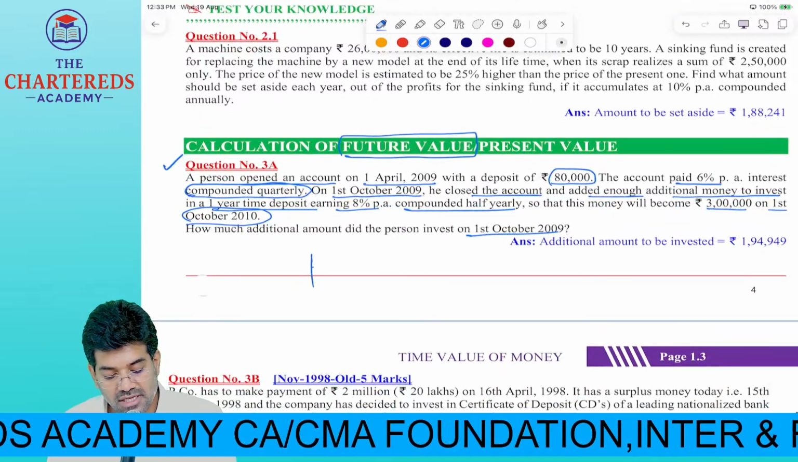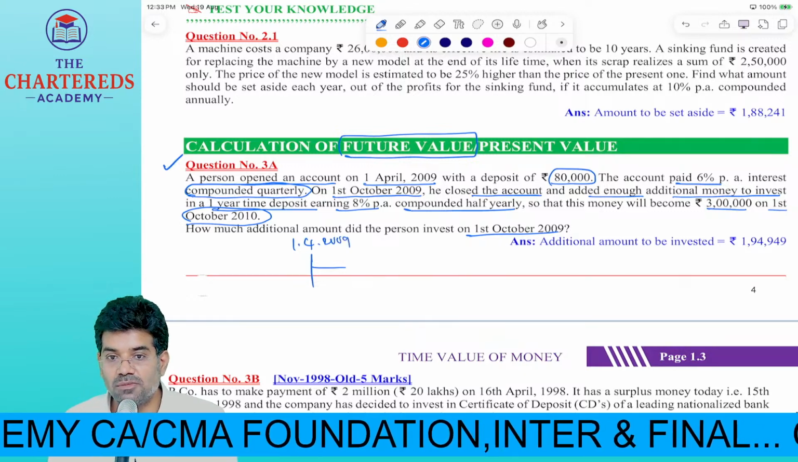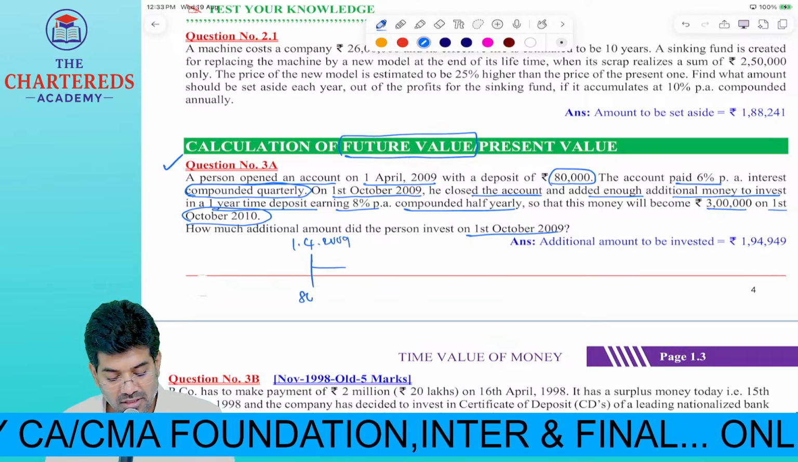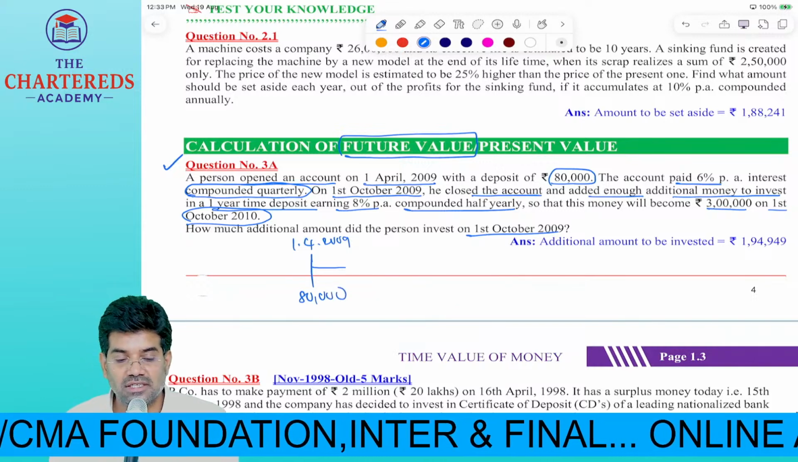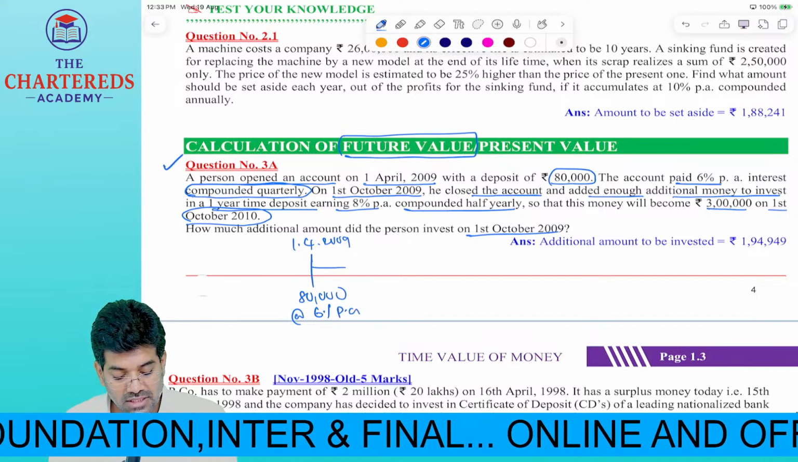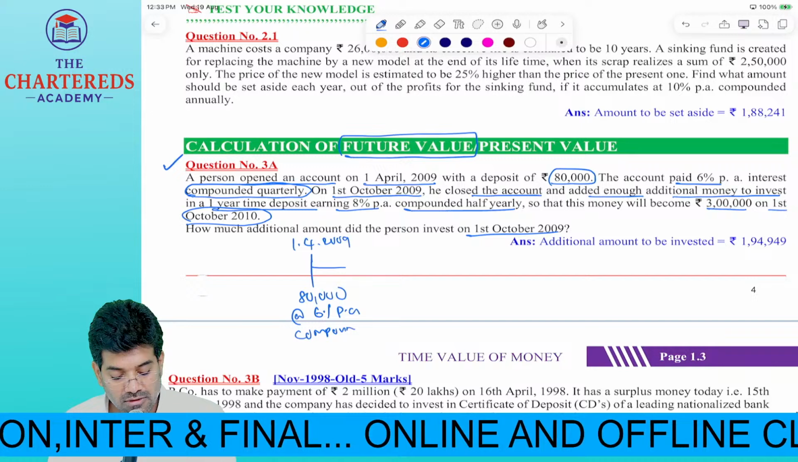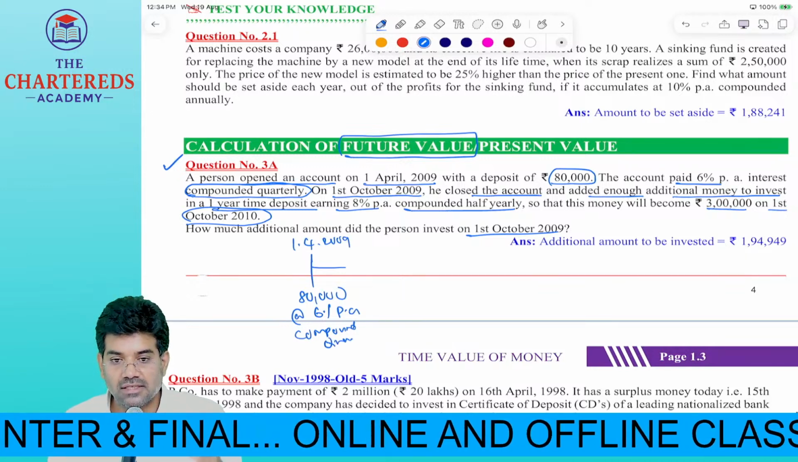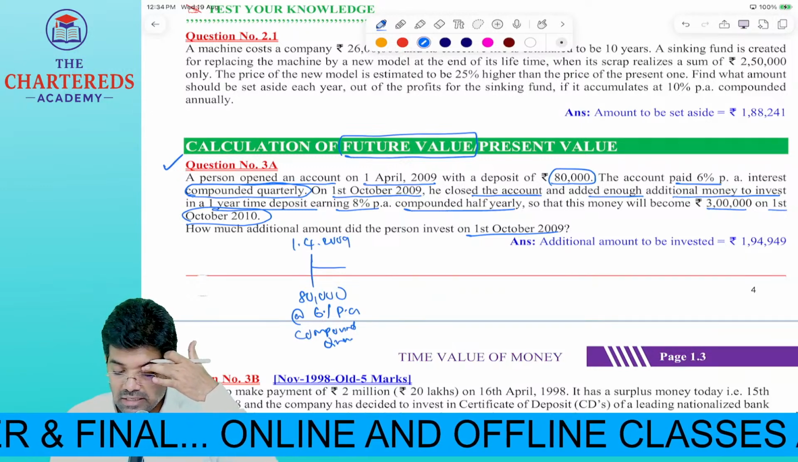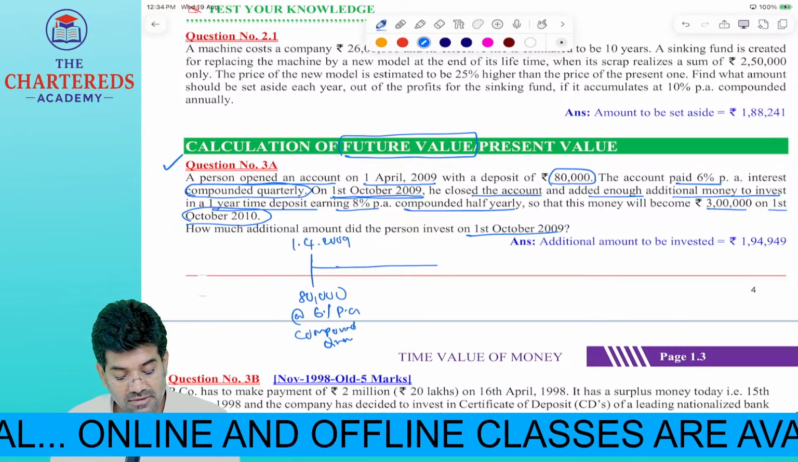When did he invest amount? 2009. How much money he invested? 80,000 rupees he invested. At what rate of interest? 6% per annum compounded quarterly. Correct? Then on 1st October 2009, what he has done?